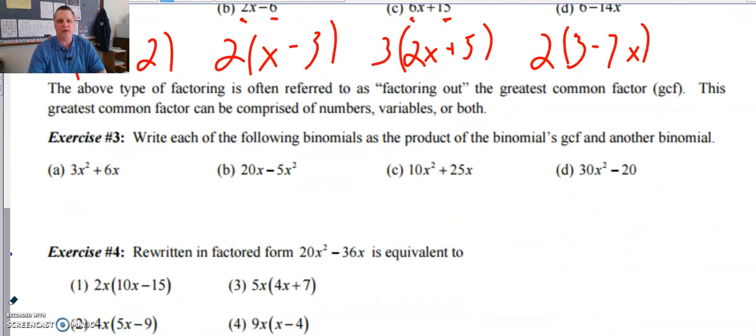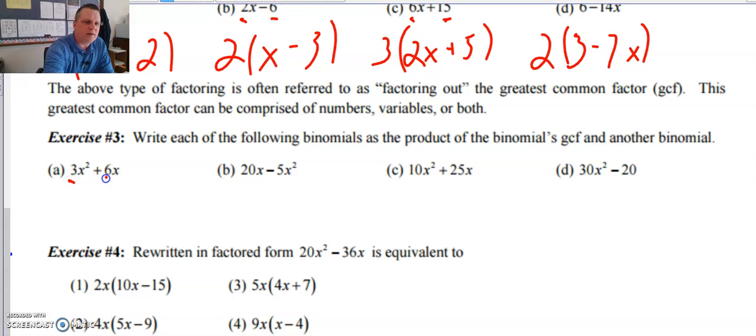Now, it's not only leading coefficients that can be factored out. You can also factor out variables. So if every single term has a variable, you can take that variable out as a GCF. So we want to rewrite these, a little more complex.